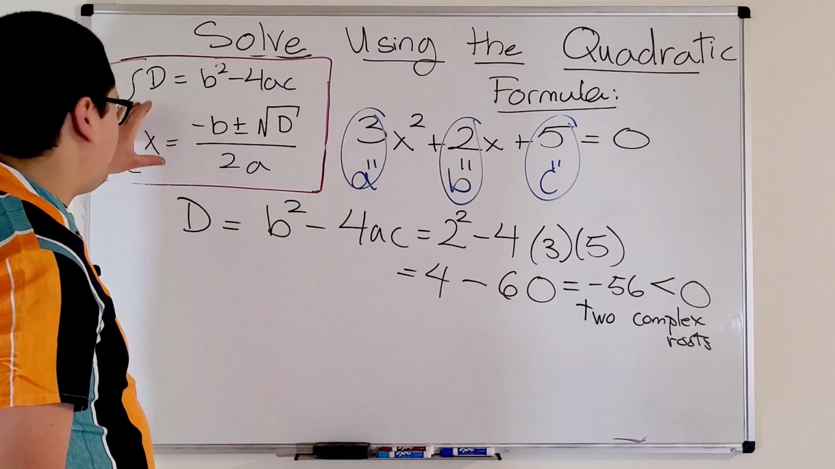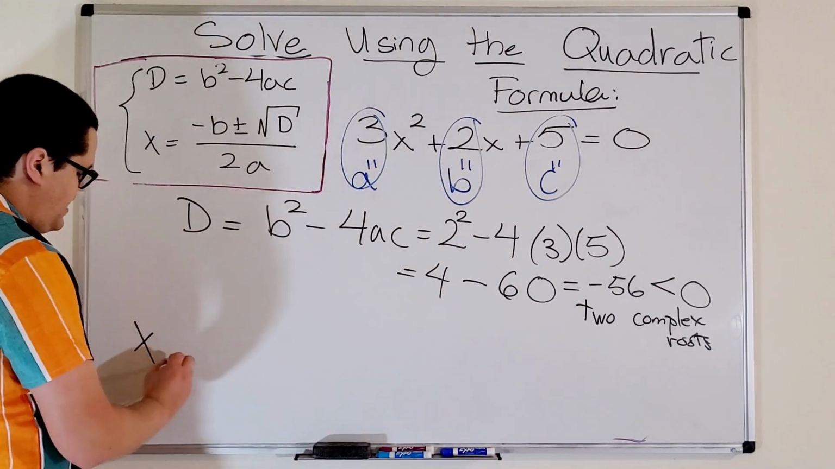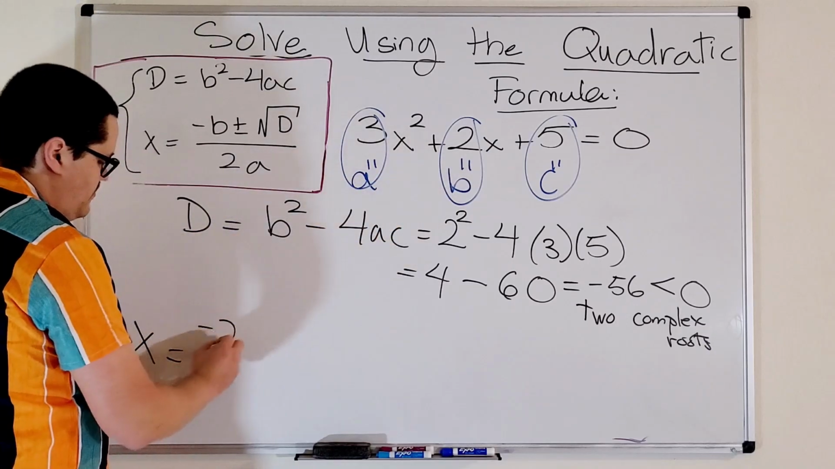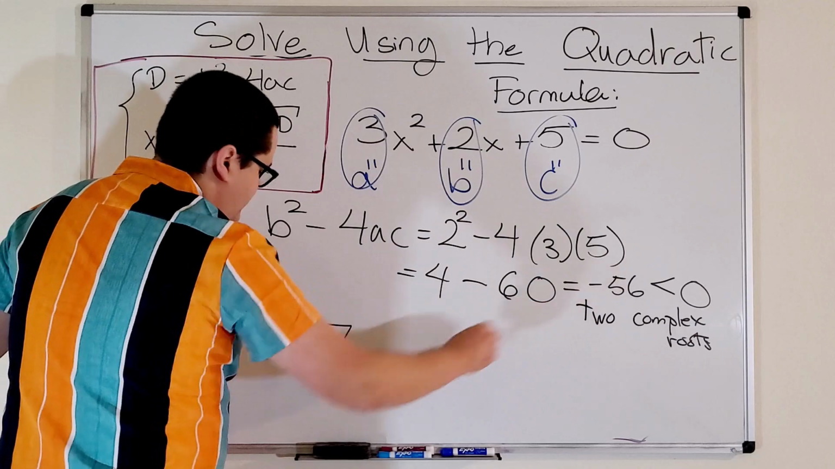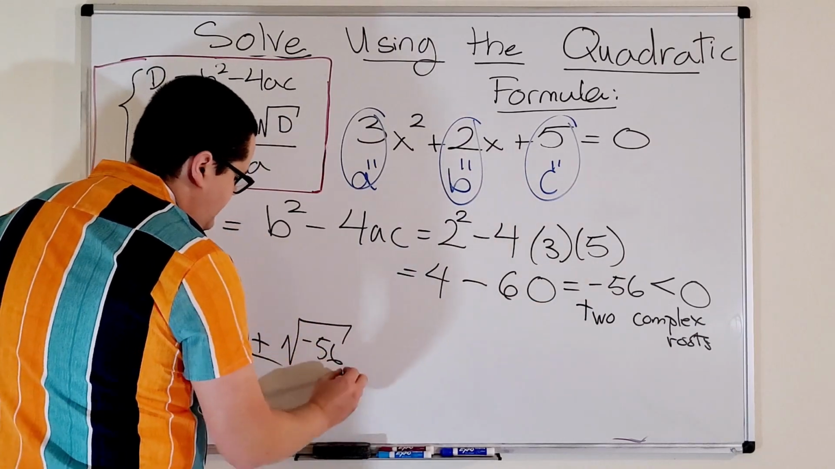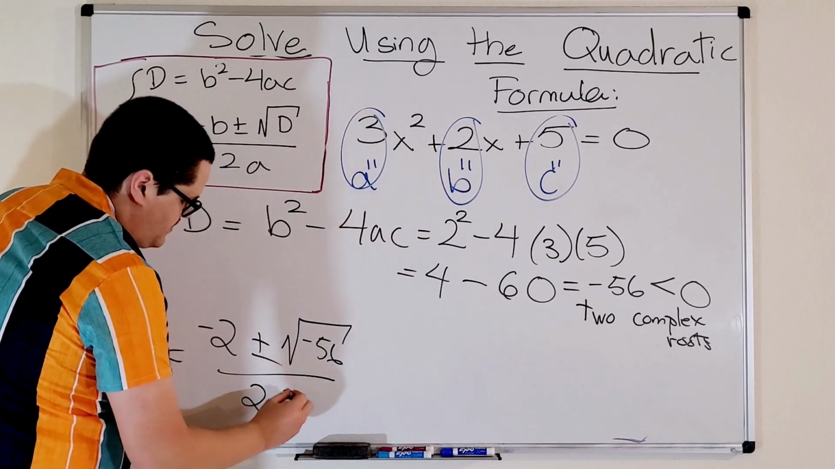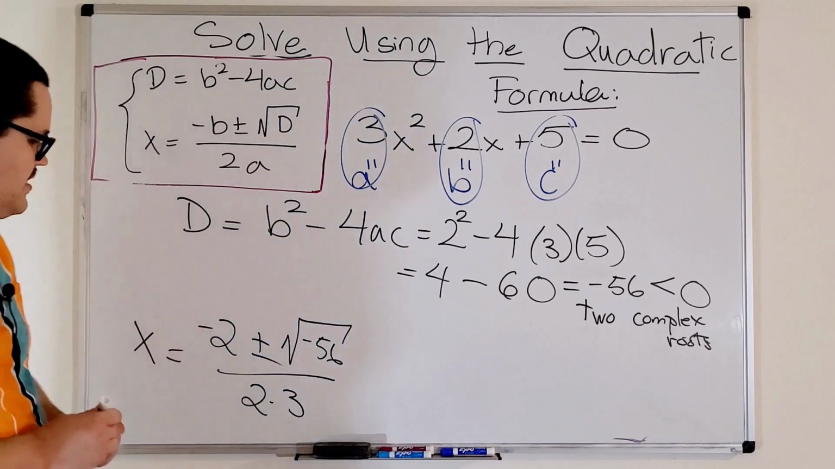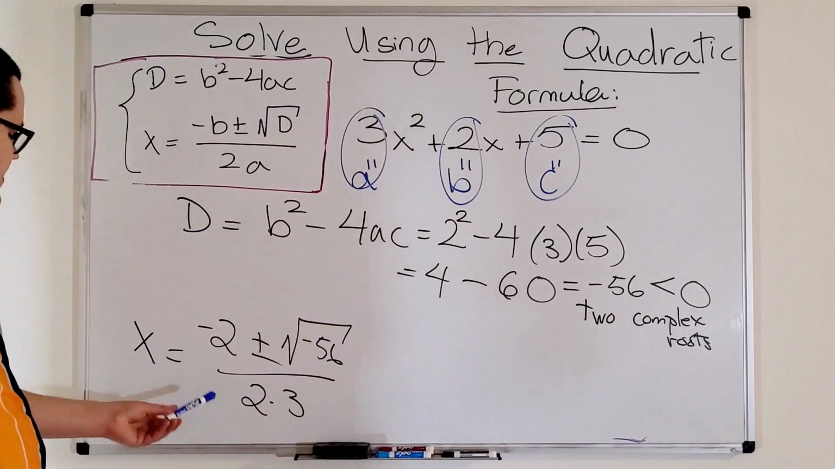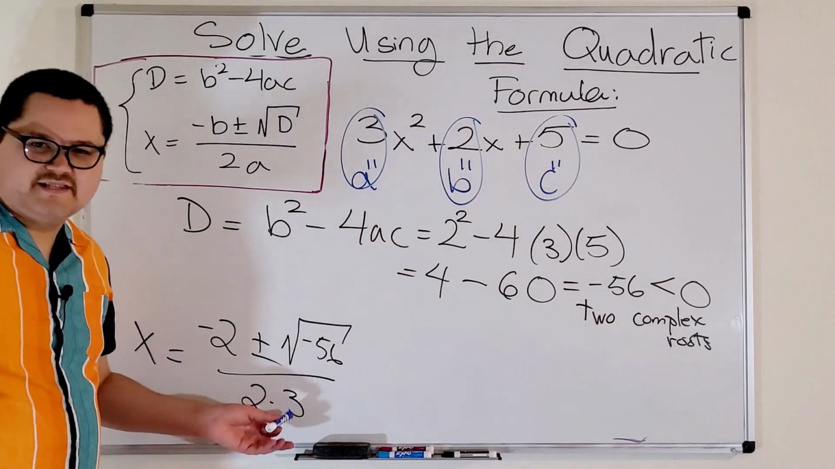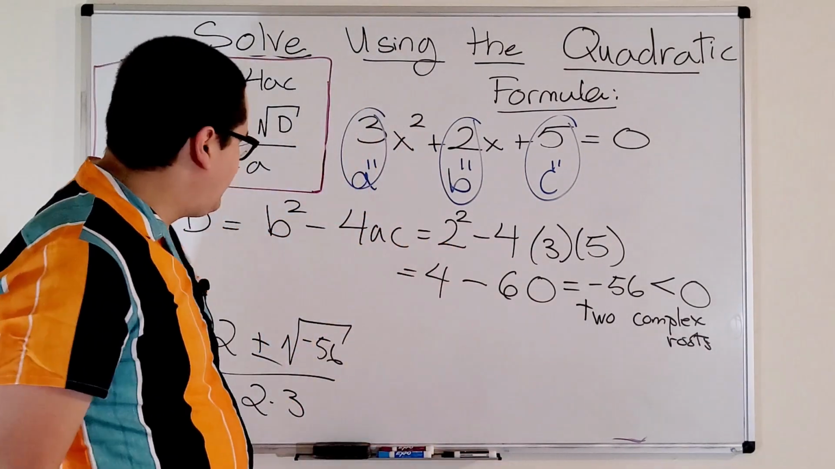Next up, we find these roots. So x is negative b, negative 2, plus or minus square root of D, so D was negative 56, all over 2 times a, which is 2 times 3. Okay? So you might be tempted to simplify 2 times 3 is 6, which is of course correct, but I'm not going to do that, and you'll see why.